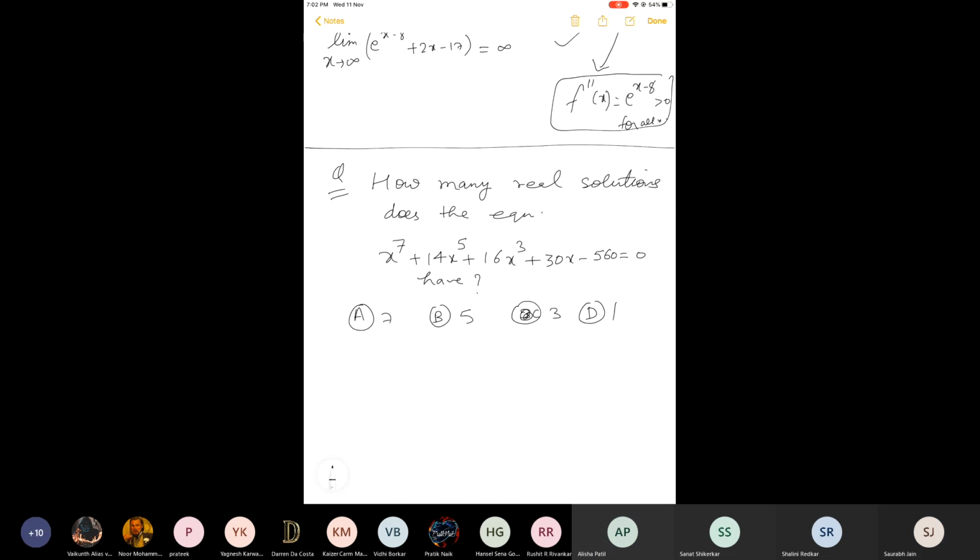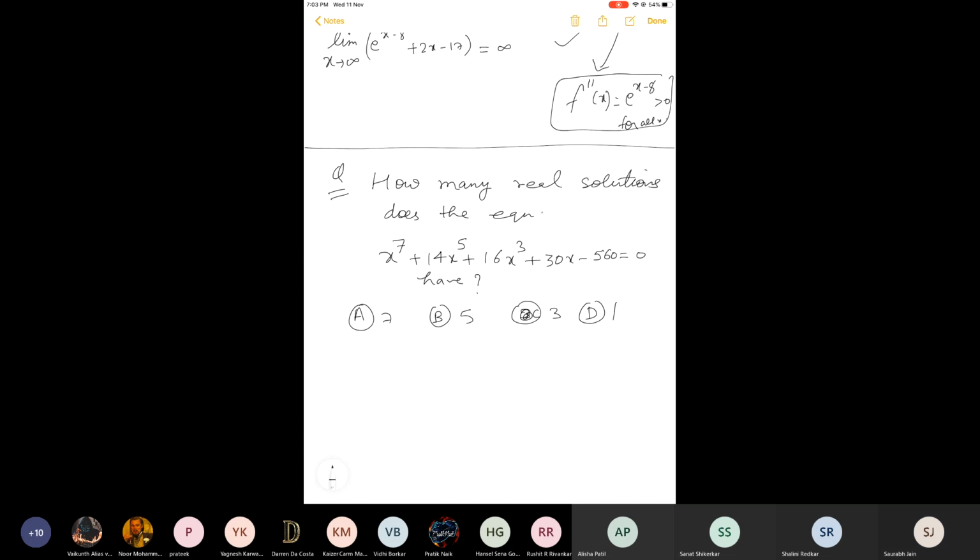Because see, this 7-degree equation either can have 7 real roots, or it can have 5 real roots and 2 non-real roots, because non-real roots occur in conjugate pairs. Or it can have 3 real roots and 4 non-real roots occurring in conjugate pairs. Or finally, it can have 1 real and 6 non-real. It cannot have 4 real and 3 non-real. This can never happen because the third complex root does not have a conjugate pair. So that is not correct.